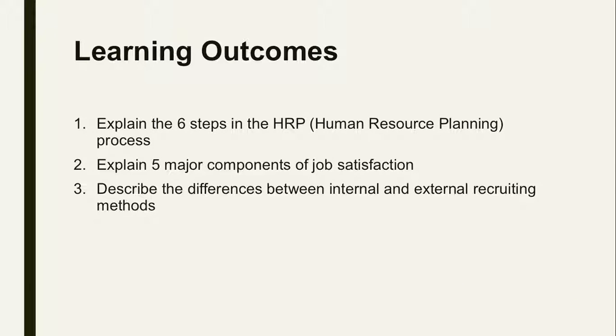There are 3 learning outcomes for this learning module. The first is to explain the 6 steps in the human resource planning process. The second is to explain 5 major components of job satisfaction. And the third is to describe the differences between internal and external recruiting methods.